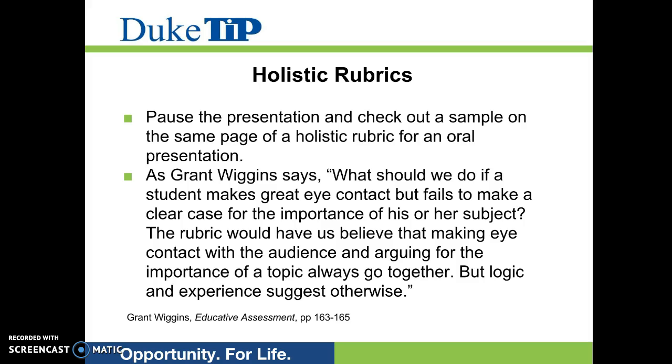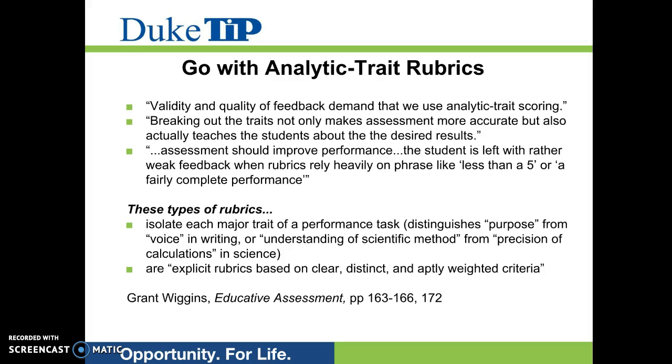So holistic rubrics are great at the end of things, after kids have been through a lot of more granular feedback on specific traits. Do pause the presentation to take a look at a holistic rubric for an oral presentation so you can see what Grant Wiggins means when he says, hey, if this is an oral presentation rubric, well, what should we do if a student makes great eye contact but fails to make a clear case for the importance of his or her subject in the speech he's making? The rubric would have us believe that making eye contact with the audience and arguing for the importance of a topic always go together. But logic and experience suggest otherwise.